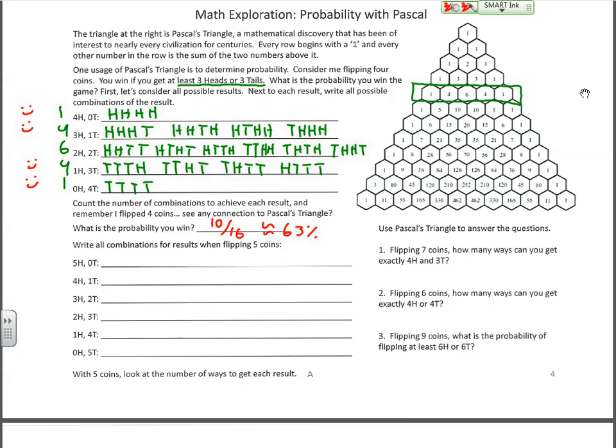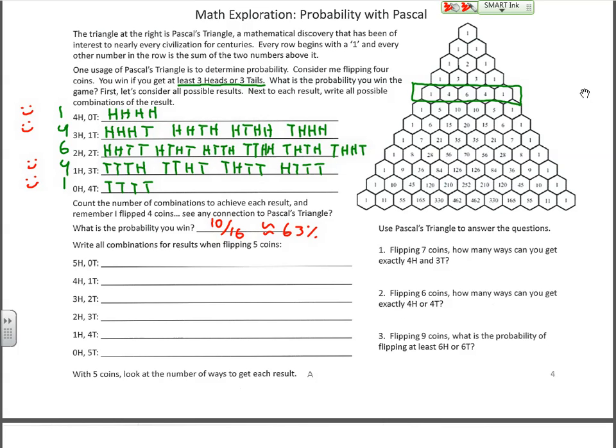So the next one here. Write all combinations for results when flipping 5 coins. So same type of situation that we have up here. And then with 5 coins, look at the number of ways to get each result. Can you predict, without writing all the combinations, what the number of combinations are going to be?